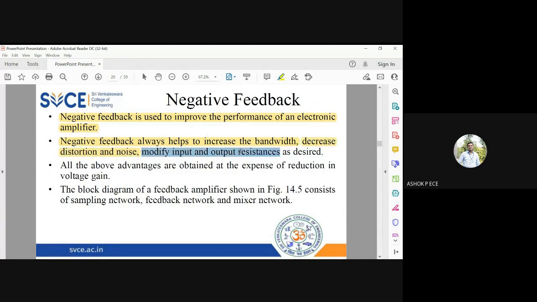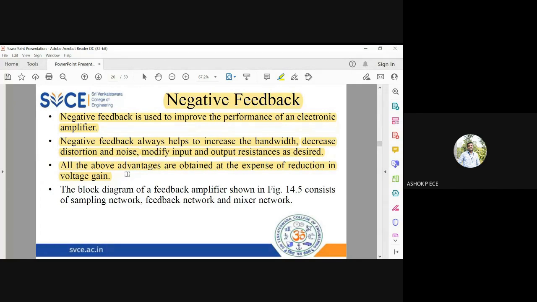So the resistances can be modified as desired. All the above advantages are very good and they are effectively seen in negative feedback, but it has only one drawback: the voltage gain is less. Because of negative feedback, the voltage gain is less. Applications which do not bother about voltage gain, but only about noise, distortion, bandwidth and other properties, for those, negative feedback would be a very good choice.